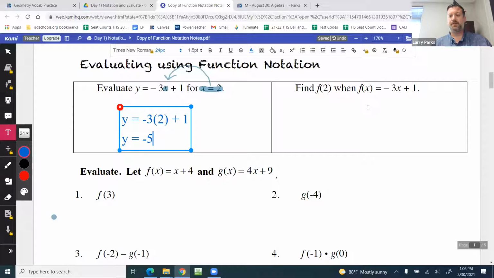Mr. Parks? Yes. So for these evaluate ones, do we solve for it, or do we just plug it in and not do the math? Evaluate, you're not solving, you're just substituting the value in to get the answer. Okay.